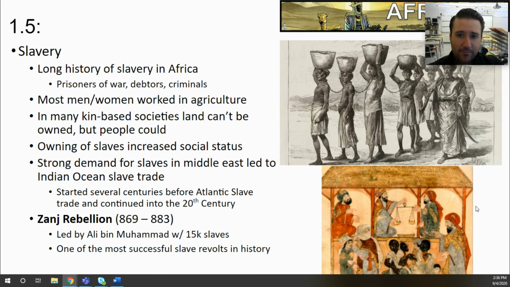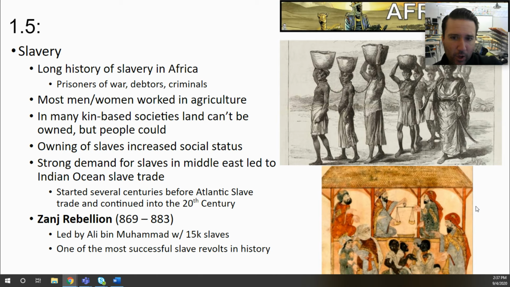Oftentimes, slavery was a way to use prisoners of war. They were also used to pay off debts, to voluntarily put you or your family into slavery to pay off debts. It was used for criminals. But the jobs of slaves were mostly for agriculture. They worked the land and so forth. That's essentially how the majority of the slaves were used, for those jobs that are very tough and labor intensive.